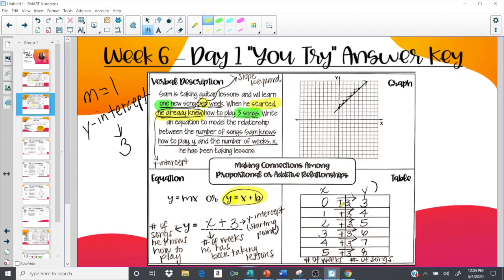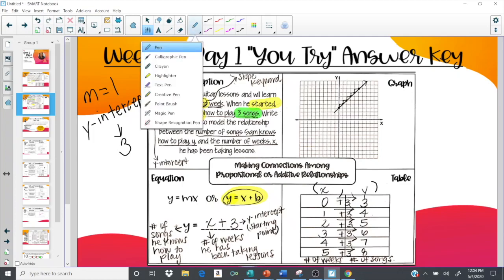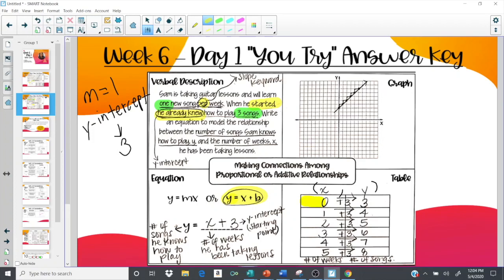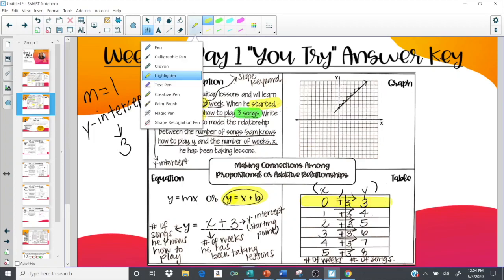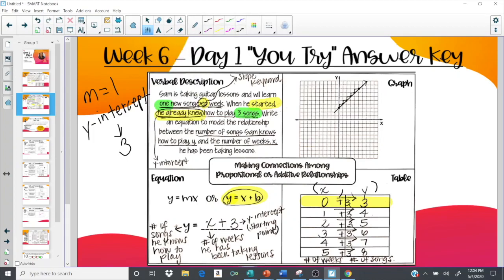From there, we can graph the ordered pairs from our table. Okay, so the first ordered pair would be 0, 3, and that also represents our y-intercept. Because again, we know that the y-intercept is the y value when x is equal to 0. Here, x is equal to 0 and the y value is 3. Therefore, this point here represents our y-intercept. It is where the line crosses the y-axis.